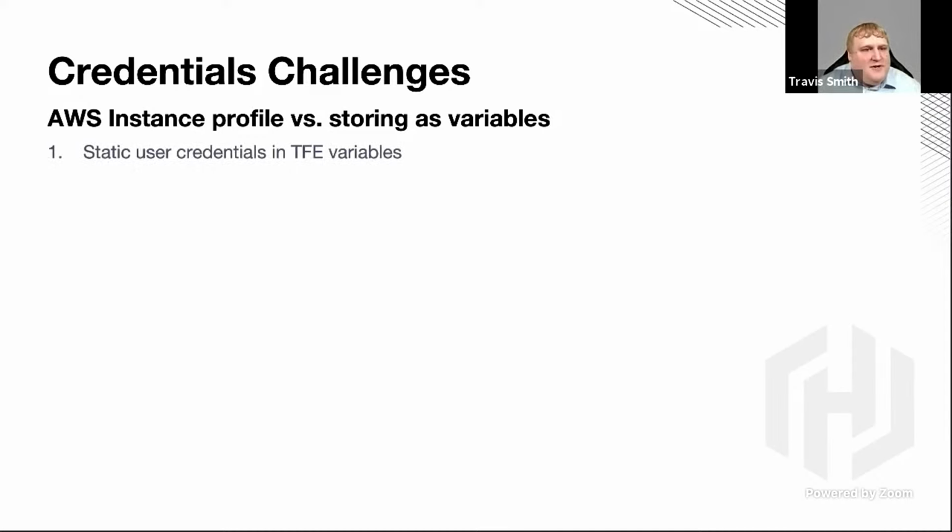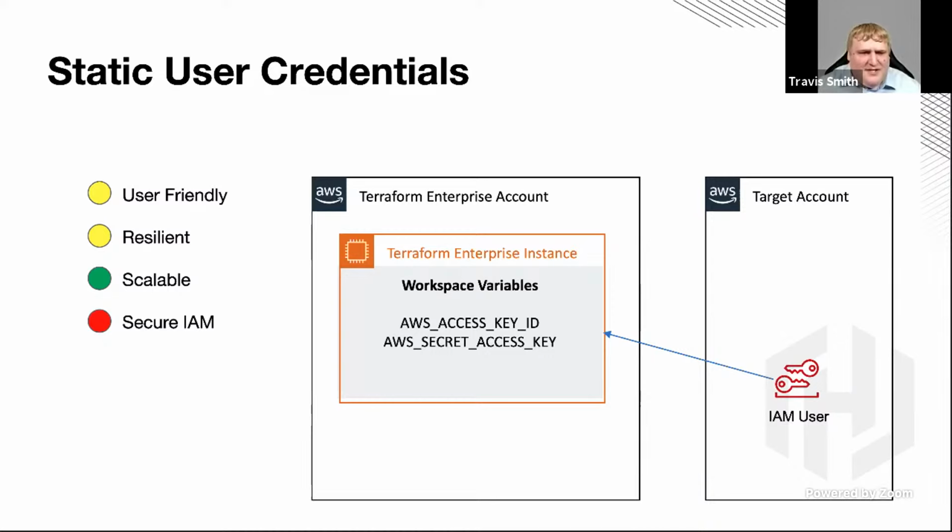So the obvious first case is static credentials. I think we all know by now that this is usually not the greatest of answers when avoidable. So this is where we would just generate credentials in our target account and store them in our workspace as a workspace variable. And then from there, Terraform will just pick those up in the environment. Obviously, this is fairly user-friendly. The user doesn't have to do anything. It's fairly resilient. We rely on the AWS APIs at that point. It scales, so we can generate these credentials when we deploy our application or our new workspace. But at the end of the day, it's not very secure.